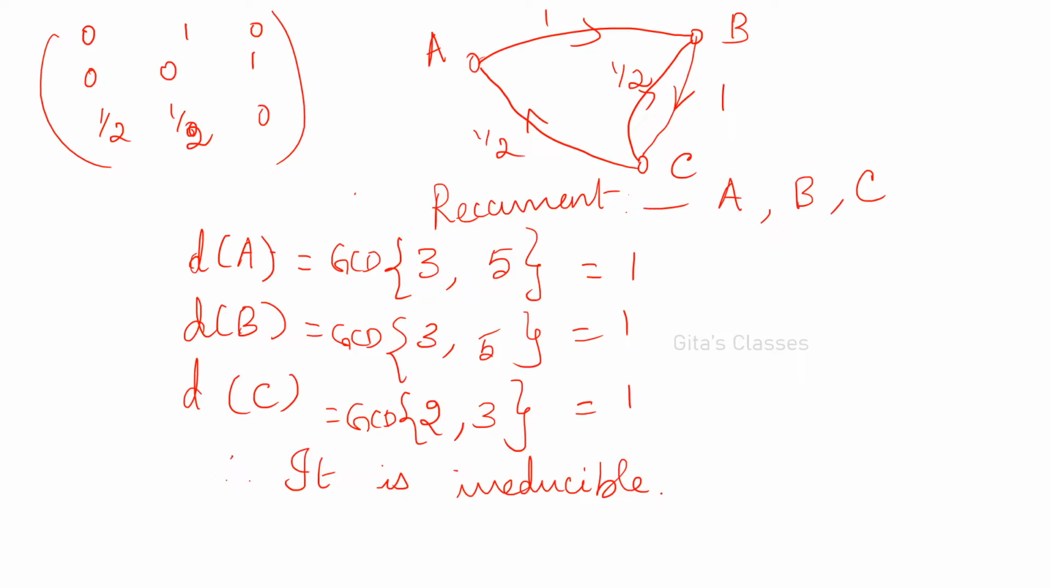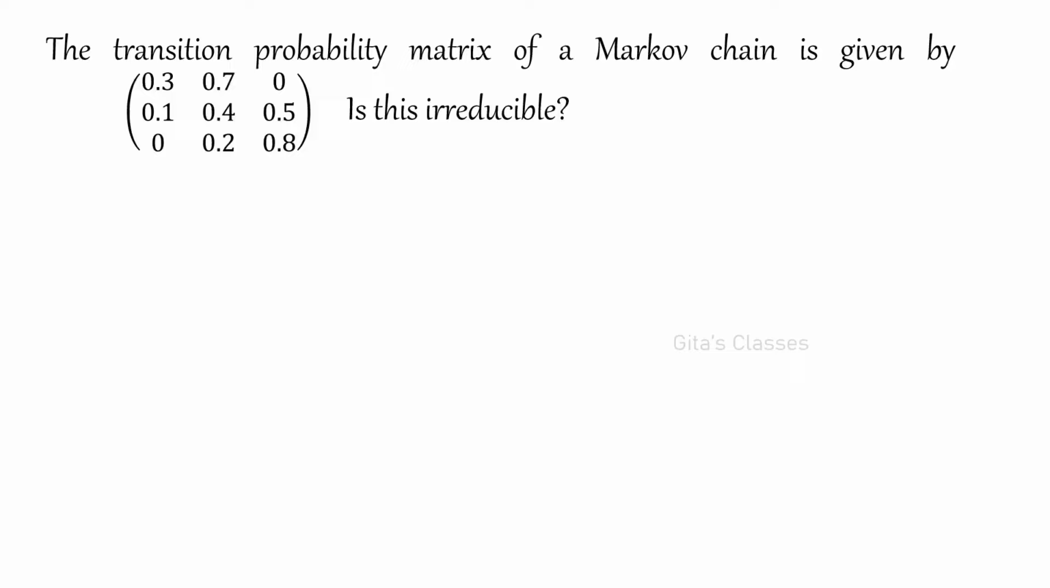Okay. Next, one more example. The transition probability matrix, TPM, of a Markov chain is given by this matrix. Is this irreducible? Always remember, it is very difficult with a matrix to decide all these natures. If you draw the graphical representation, it will be very easy. So, let us assume states A, B and C.